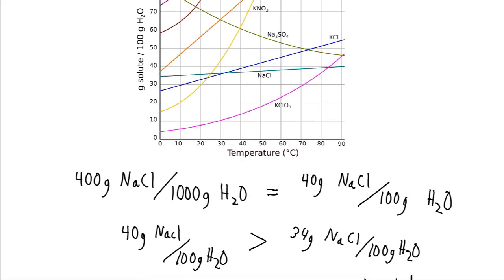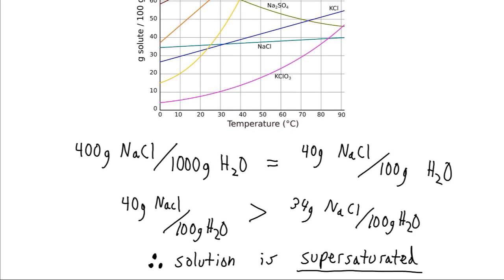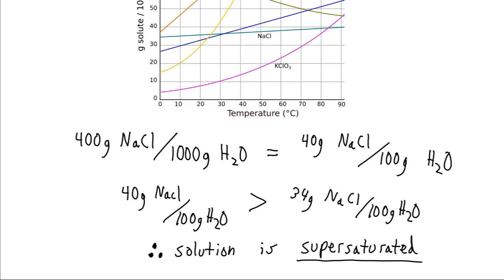Now 40 grams per 100 grams is a larger quantity than what we read off of our chart at 35 degrees Celsius, which was 34 grams per 100 grams. So because it's larger, we must have a supersaturated solution. Now this is an unstable condition, so at some point we are going to lose this 6 grams difference. It's going to precipitate out as solid salt, and then we will have arrived at a saturated solution.